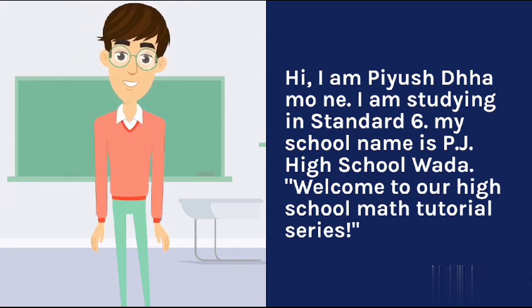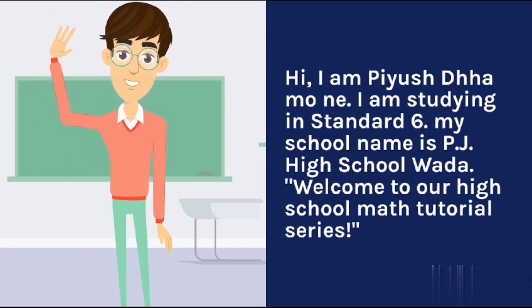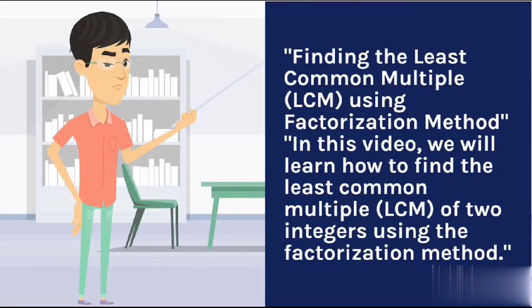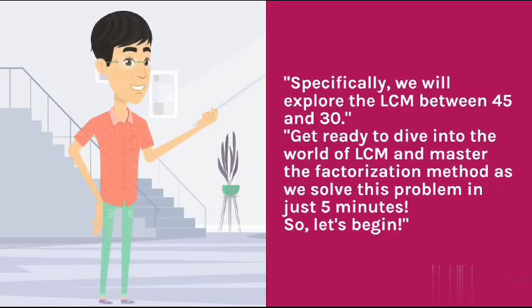Welcome to our high school math tutorial series. Finding the least common multiple, LCM, using the factorization method. In this video, we will learn how to find the least common multiple, LCM, of two integers using the factorization method. Specifically, we will explore the LCM of 45 and 30. Get ready to dive into the world of LCM and master the factorization method as we solve this problem in just 5 minutes. So, let's begin.